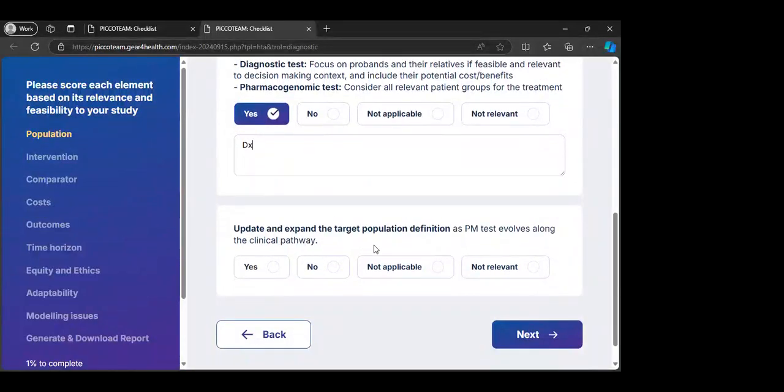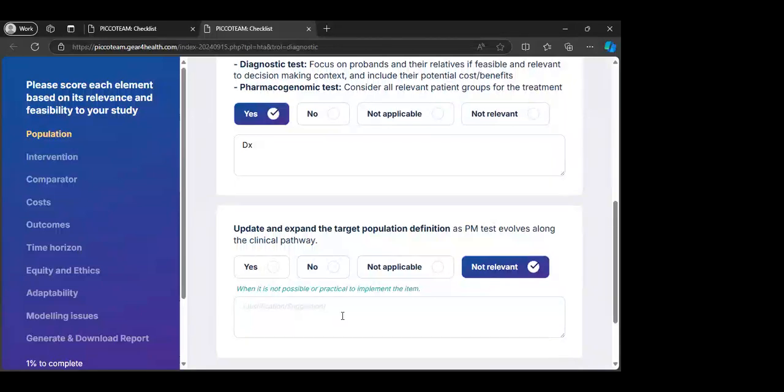And then there are some recommendations that may or may not be relevant to your study, such as update and expand the target population as the test evolves. Here in our study, we do find a better test, but we do not update or expand the target population; rather, we compare to another test, which is long read sequencing, as one of our options of intervention.